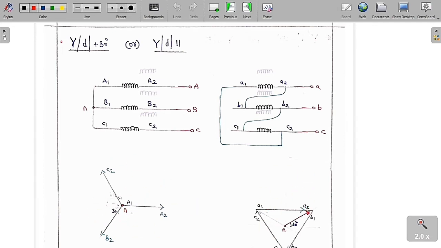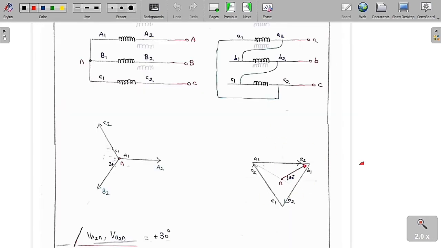Now we are going to draw the phasor diagram of this LV winding. As I have already told you, this is A1, A2, this is B1, B2 and this is C1, C2. Now I am going to shift B1, B2 to this side and C1, C2 to this side, so we are going to get a triangle. You can see clearly A2 is connected to B1, B2 is connected to C1, and C2 is connected to A1. So we are going to get everything in this manner.